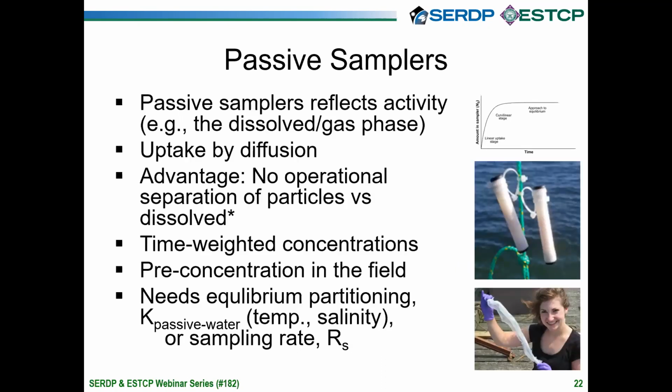So first, what is a passive sampler? Passive samplers are very useful tools as they collect or reflect the chemical activity of chemicals, compounds that are either dissolved or in the gas phase. And by chemical activity, I mean they only can measure what is available to diffuse into the sampler. That is basically the active part of the chemicals and the one that leads to bioaccumulation and transport.